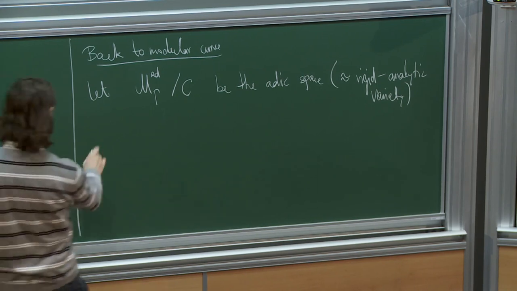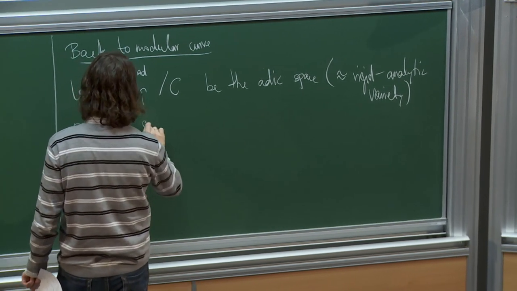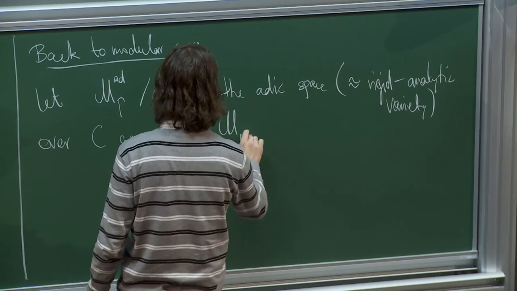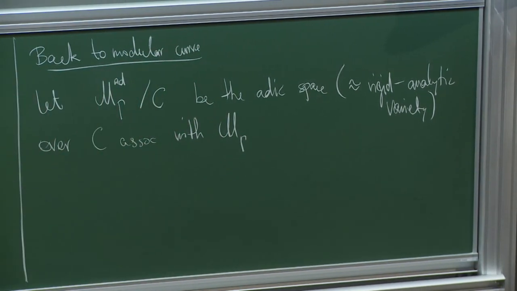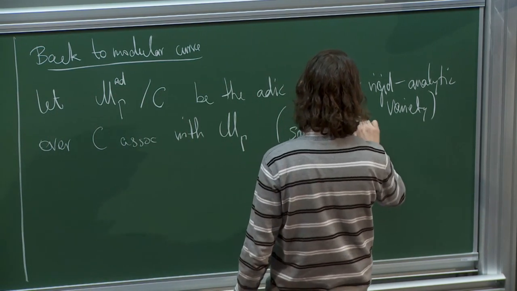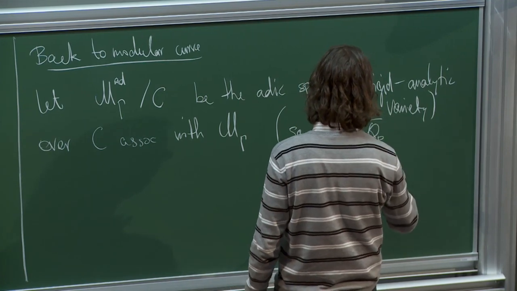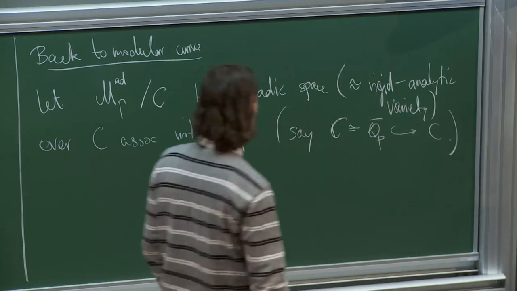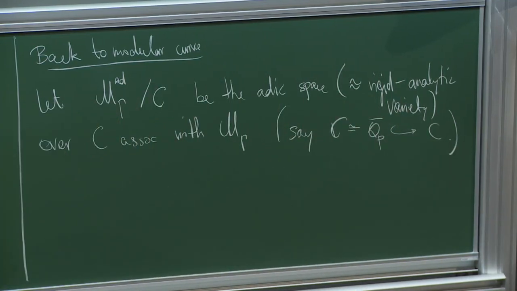Over C, associated with my modular curve. Well, a priori I define it as something over C, but I could argue that it's defined over Q_p if I put some additional components, or I could also simply choose an isomorphism between C and the completed algebraic closure of Q_p.